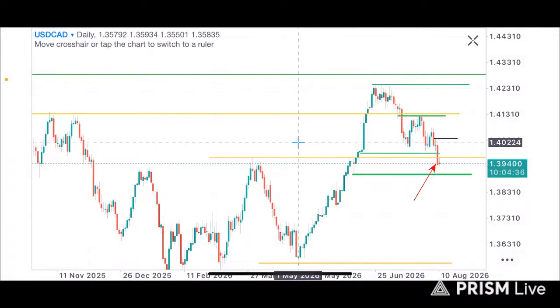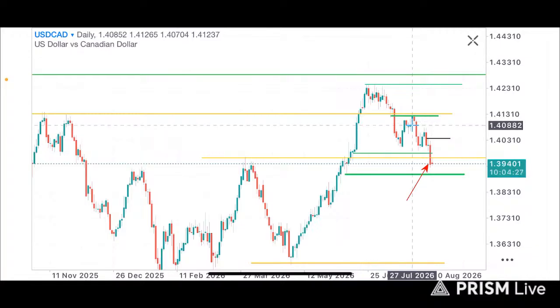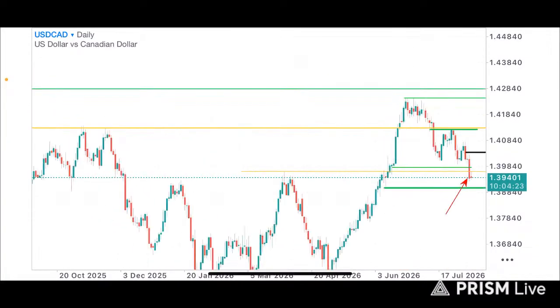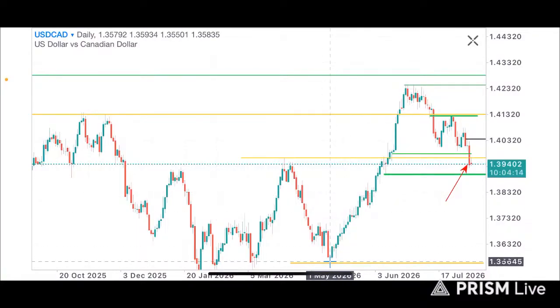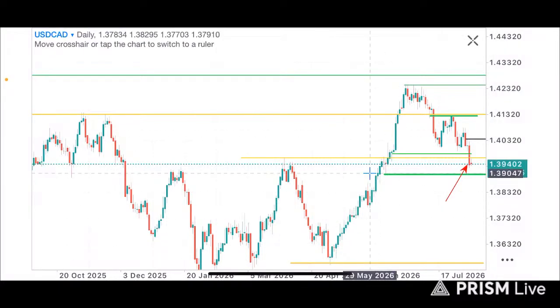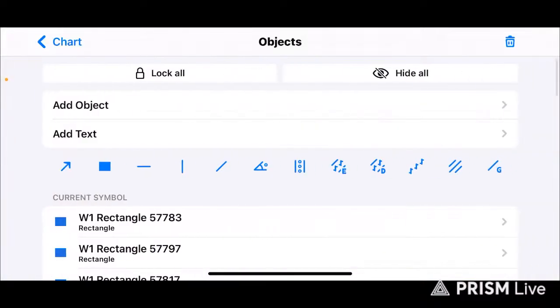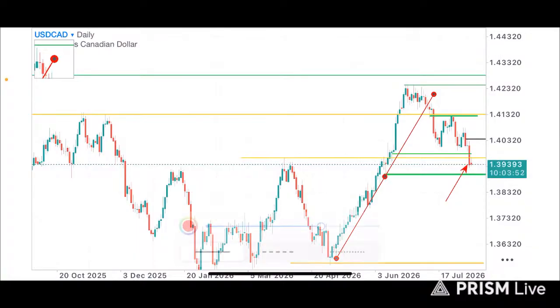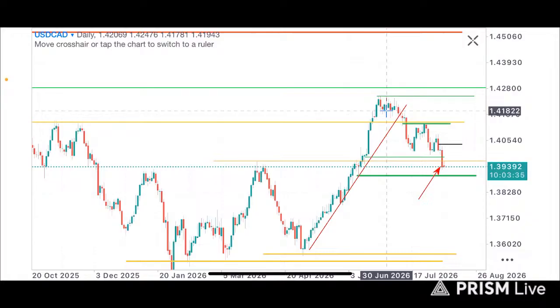All right, so let me try to make the chart more clear, because I want to explain it from the starting point. Okay, let's make it this way. All right, so this was a major bullish trend. We had a major bullish trend on USDCAD some weeks ago, I think two to three weeks ago.